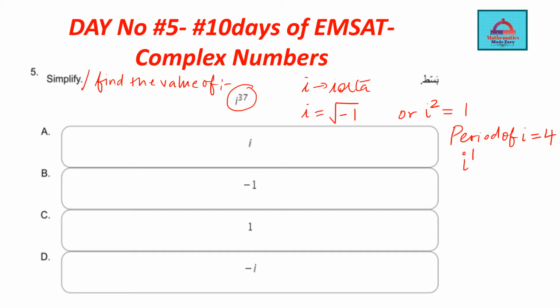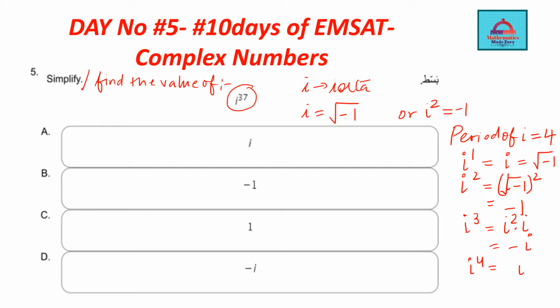So i to the power 1 you all know is i, which is equal to square root of -1. i to the power 2 is i square, which is square root of -1 whole square. So it is going to be -1. So i square is -1. i cube is i square multiplied with i, so that is -i. i to the power 4 is i square whole square. So if you see, it is (-1) whole square, equal to 1.